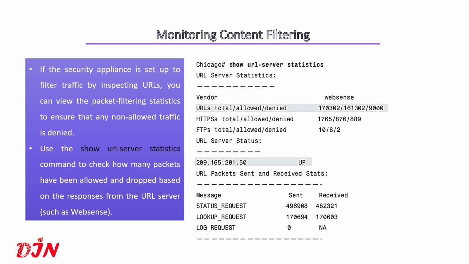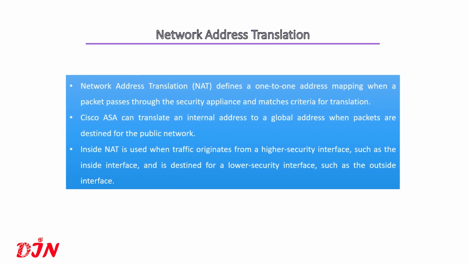and the security appliance. Network Address Translation (NAT) defines a one-to-one address mapping when a packet passes through the security appliance and matches criteria for translation. The security appliance either assigns a static IP address, a static NAT, or allocates an address from a pool of addresses. Cisco ASA can translate an internal address to a global address when packets are destined for the public network.